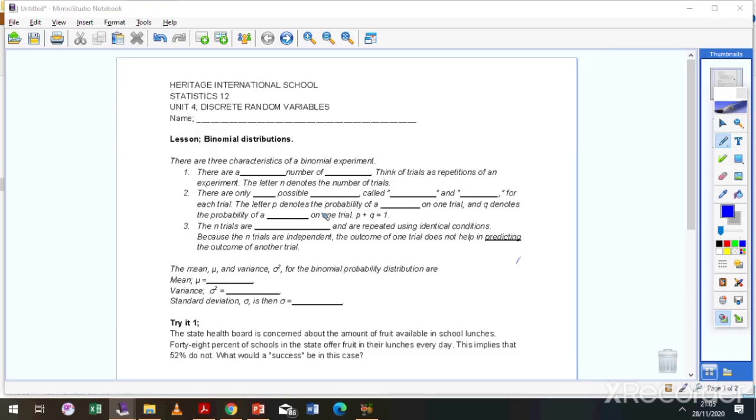Hi, it's me again. So this is binomial distributions. Again, please use the PowerPoint that I attached to fill out these parts, but I'll go through this one.